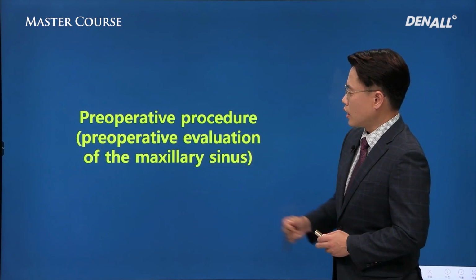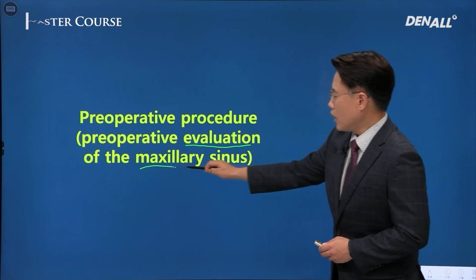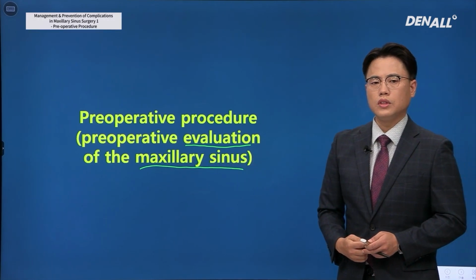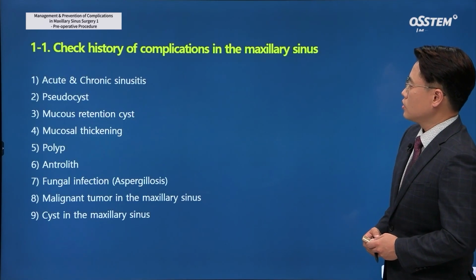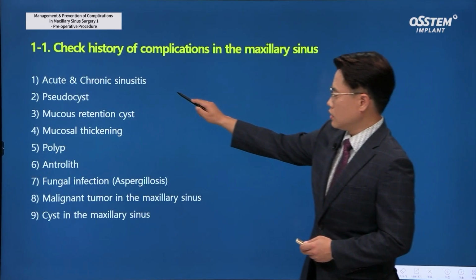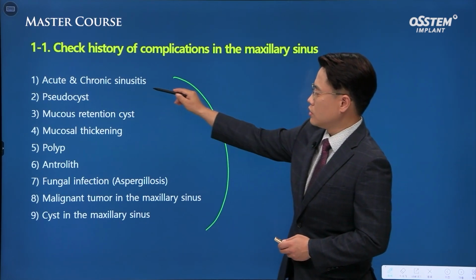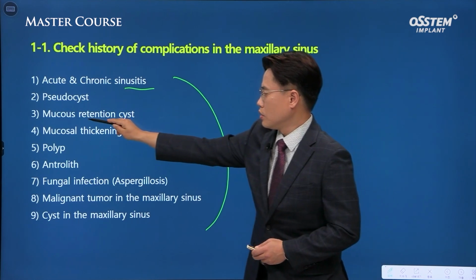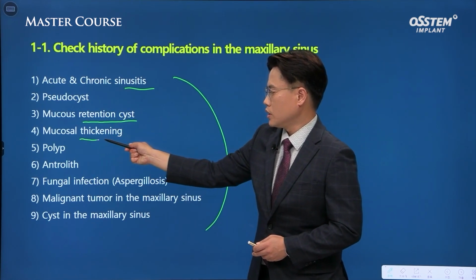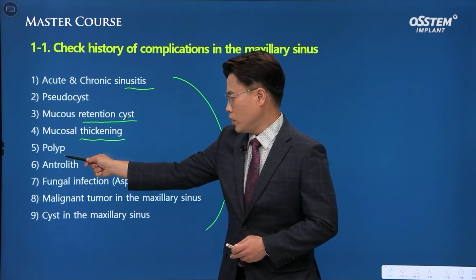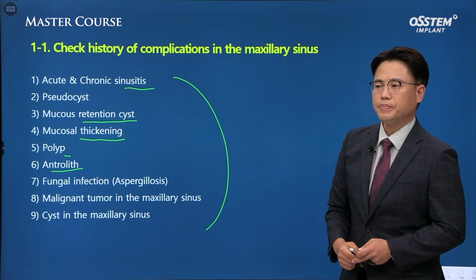Before surgery, we need to evaluate the sinus itself. This is most important. There are many factors to check within the sinus. Frequently, we can come across a sinusitis, an MRC or mucus retention cyst, mucosal thickening, polyp, antrolith, and such. These will be addressed.